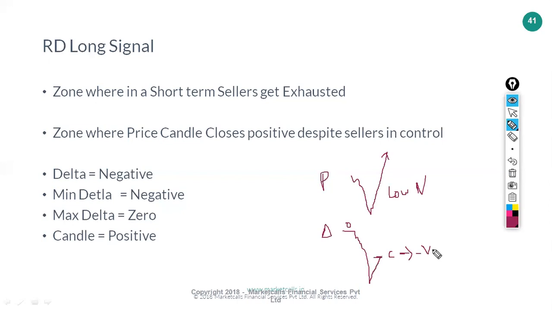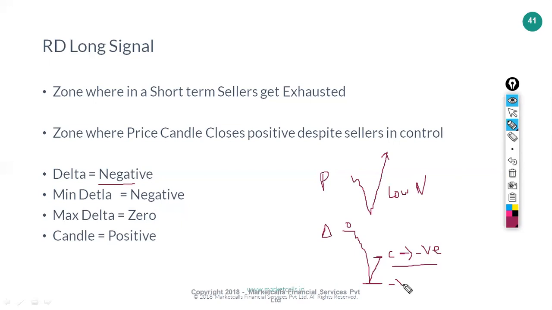Right? That's how the momentum exhaustion pattern happens. If you look at the delta, the overall delta will be negative. That means the closing delta, whatever delta we are seeing, is nothing but the close of the delta, and it will be negative. The minimum delta reached will again be negative. And the max delta will be zero.